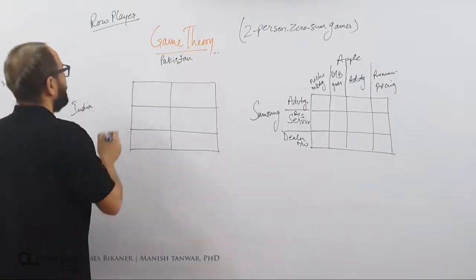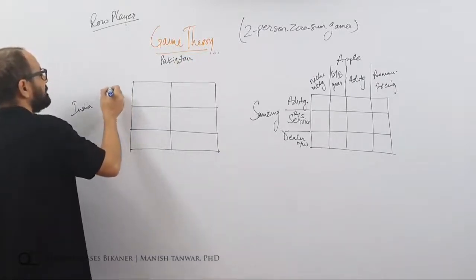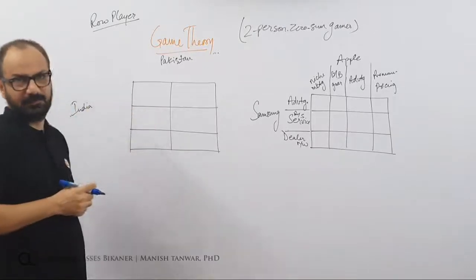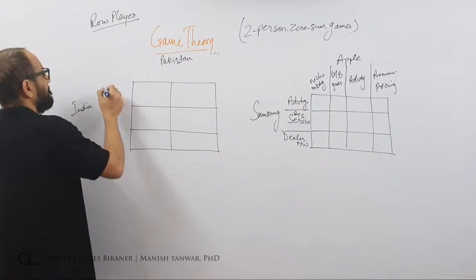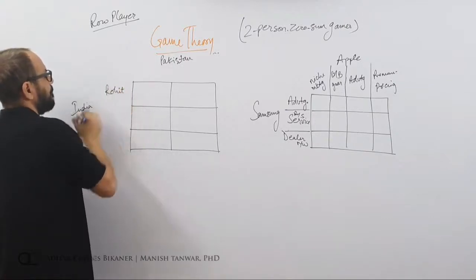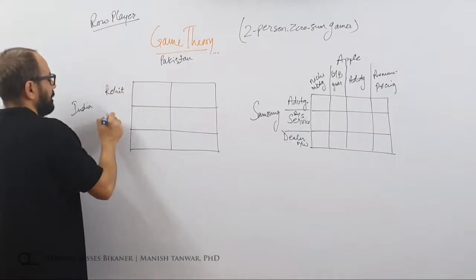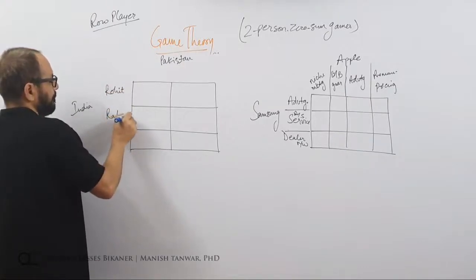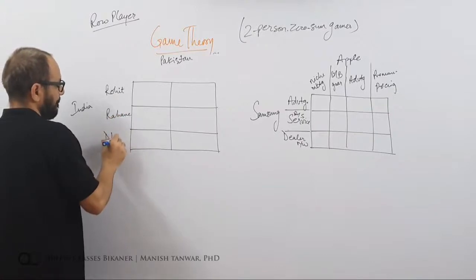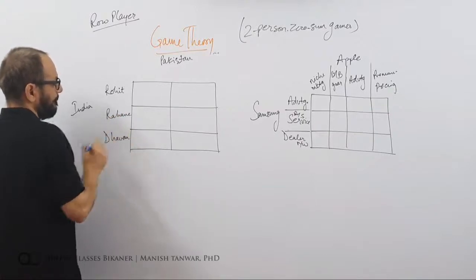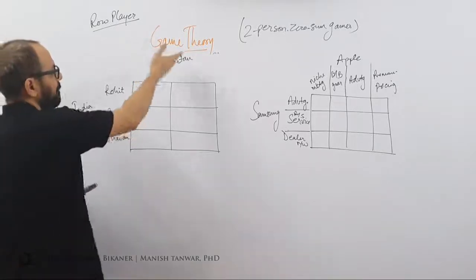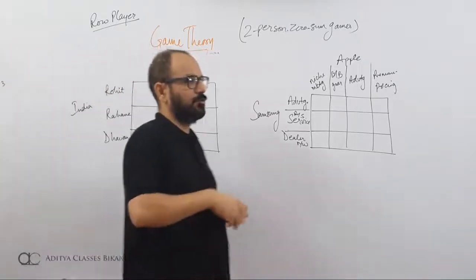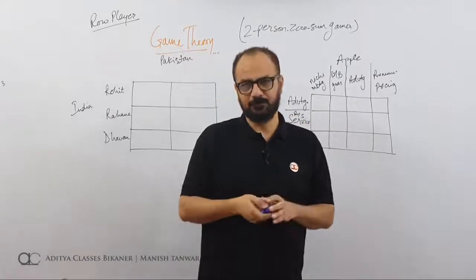Now, India has won the toss and India is deciding on whom to send to open. They have options of, let's say, Rohit, and then you have Rahane, and then there is Dhawan. We have 3 openers that we can send. Pakistan to bowl the very first over.